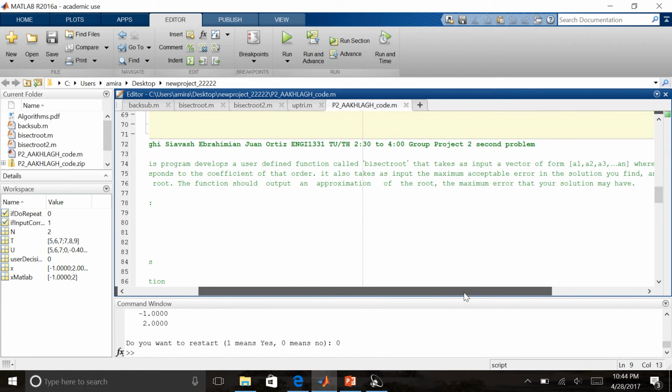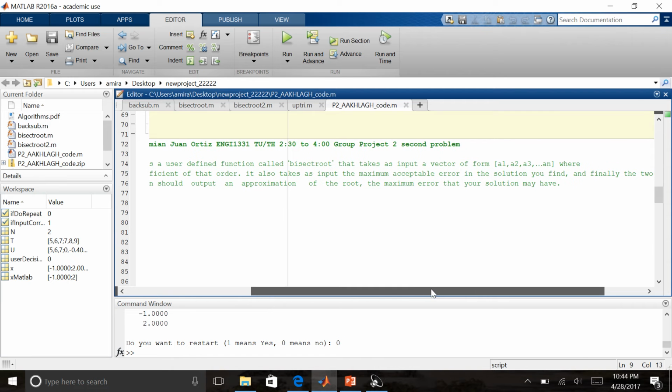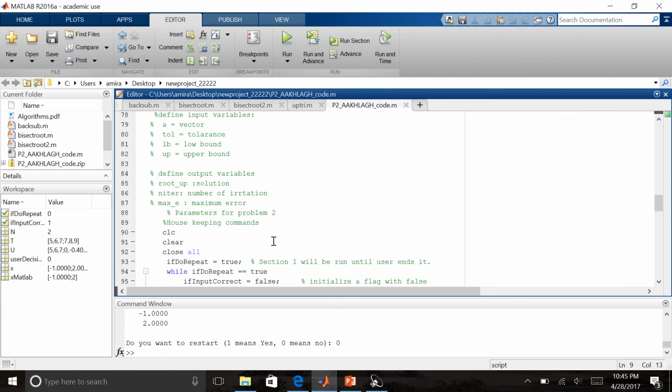And what we want to output is the approximation of the root, the maximum error your solution may have. And so let's start by defining our input variables. So the first one we have is a, which is our vector. T is going to be the tolerance that we put in. LB is going to be the lower bound, and UP is going to be the upper bound. So our first task here is to define our output variables.